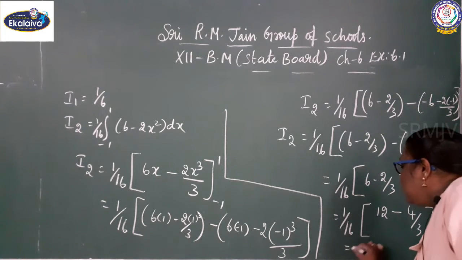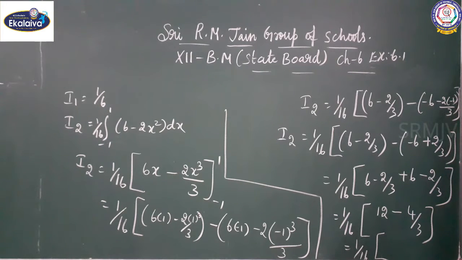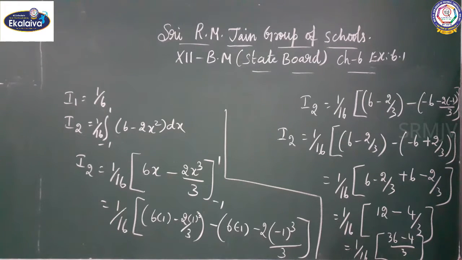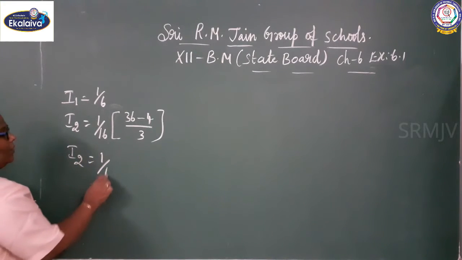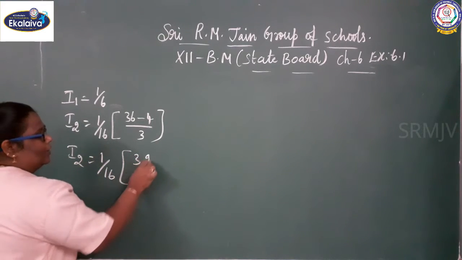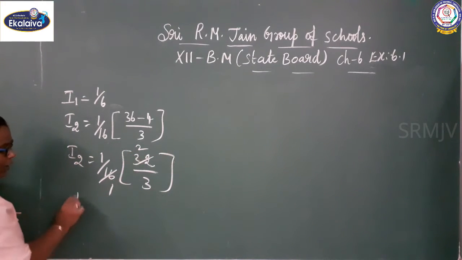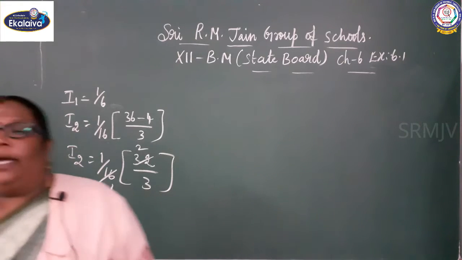Now you can take the LCM. 1 by 16 into 12 threes are 36 because 3 is the LCM. 36 minus 4 by 3. See here, I2 equal to 1 by 16 into 32 by 3. 16 ones are 16, 16 twos are 32. What is the value of I2? I2 equal to 2 by 3.